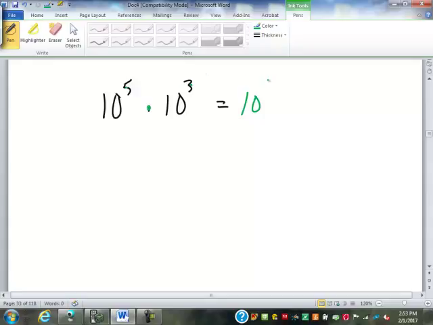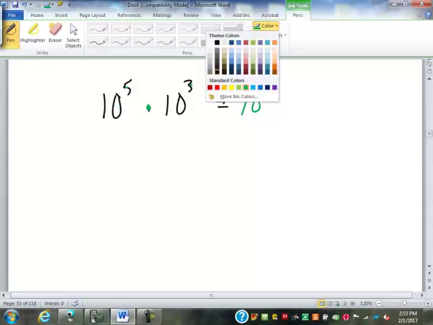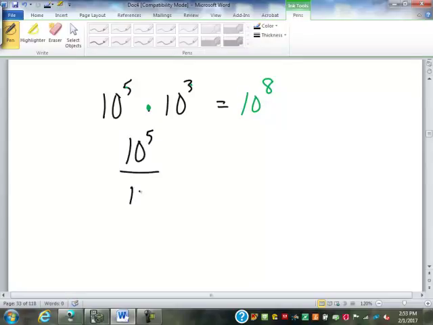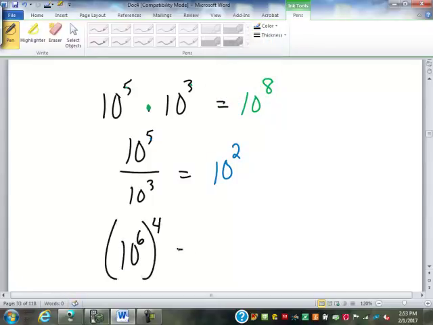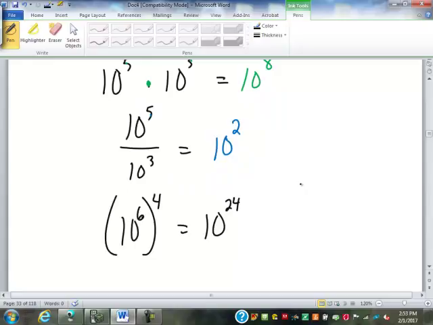What's 5 plus 3? 8. Remember, when we are multiplying, we add the powers. 10 to the 5th divided by 10 to the 3rd then will be, I heard somebody mumble it, 10 to the 2nd, because when we divide, we subtract. 5 minus 3 is 2. If I had 10 to the 6th to the 4th power, that's going to be 10 to the 24, because when we do a power of a power, we multiply. And if I had the square root of 10 to the 12th, that's going to be 10 to the 6. Because when I square root, I divide the power by 2.